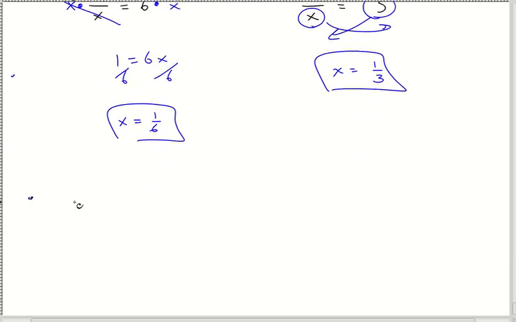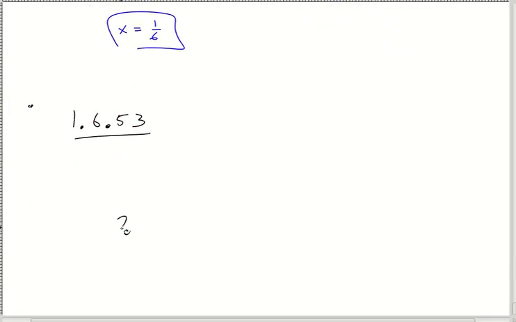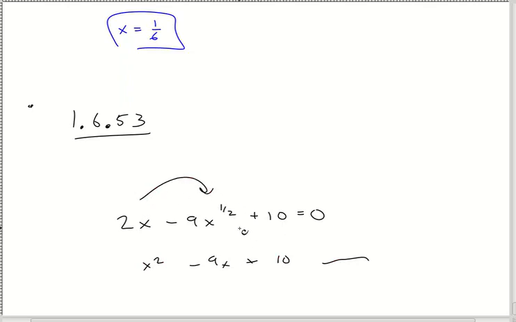1, 6, 53. I got 2x minus 9x to the 1/2 plus 10 is equal to 0. Now hold on here. I thought this was supposed to be an x squared with an x and then a whatever, right? You're messing me up, man. Shouldn't I flip these guys or something? It's a strange one. It is.